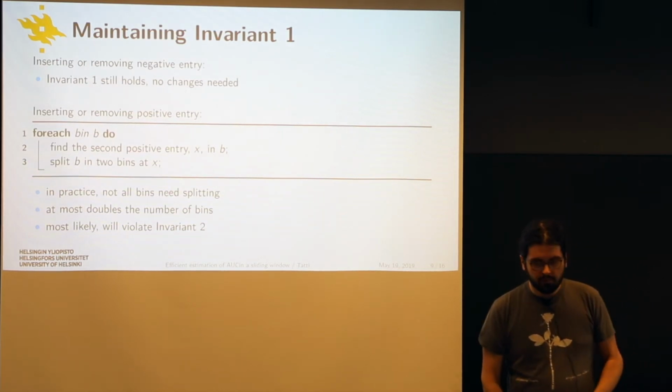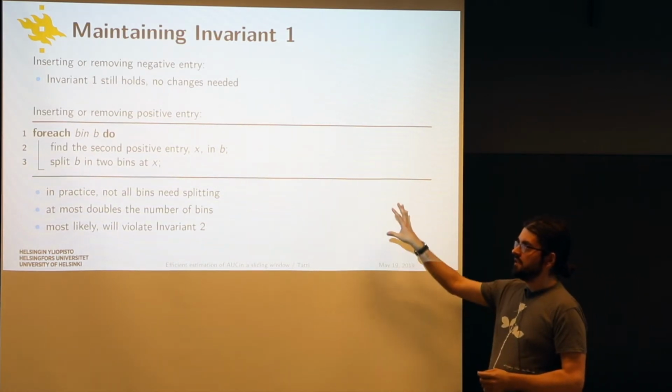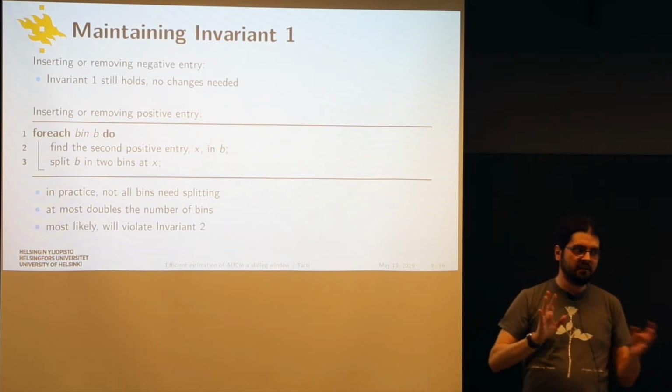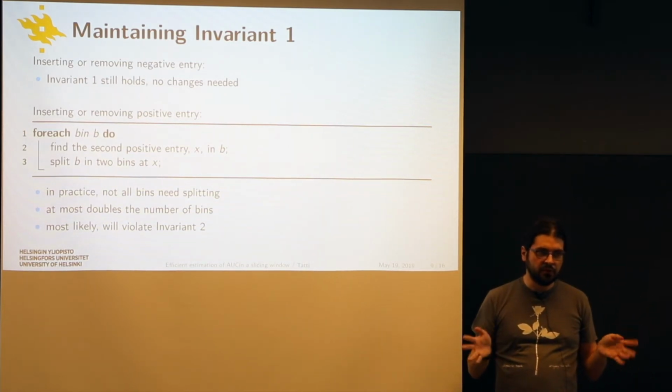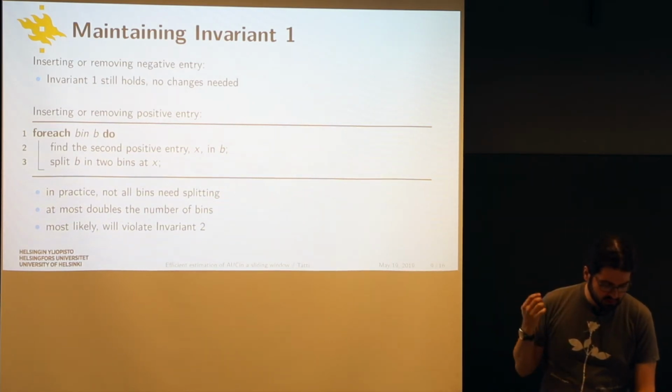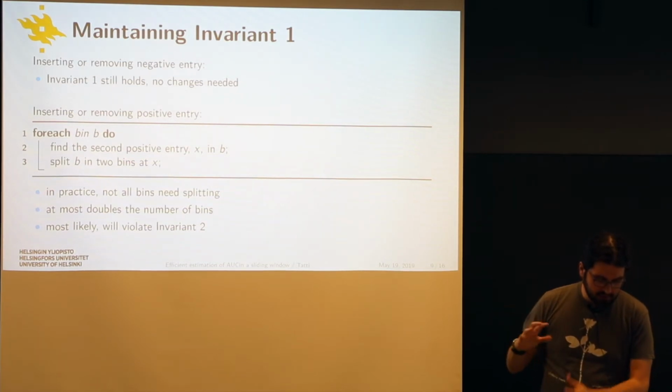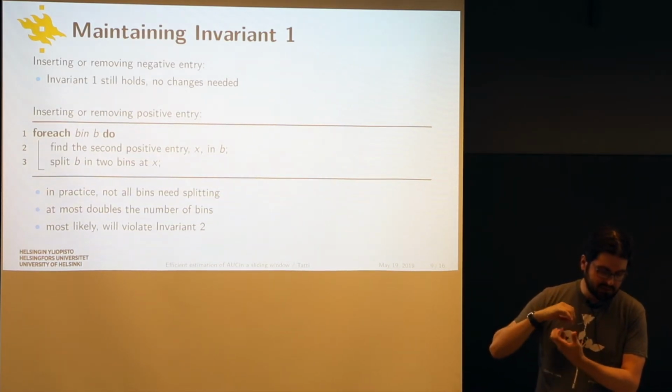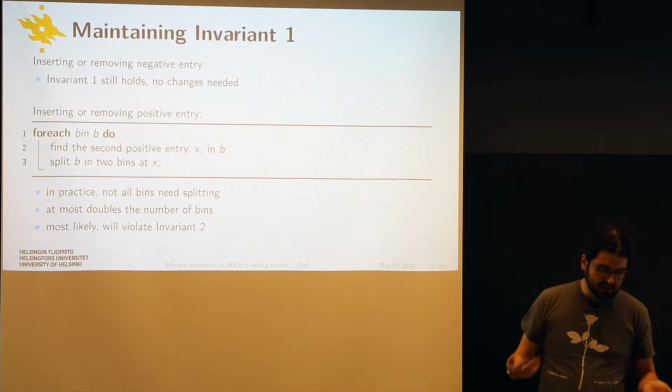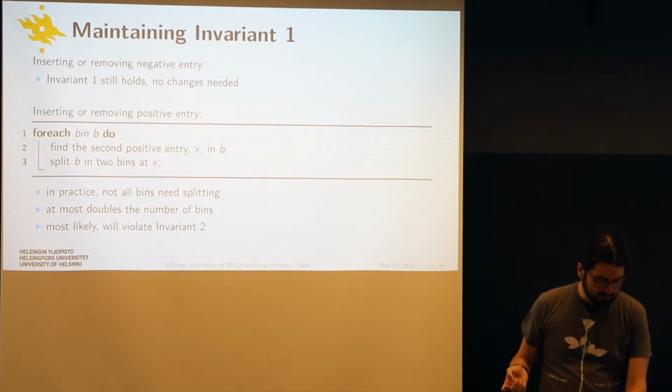But the good thing is, after the splitting, invariant number 1 is correct. So you are guaranteed to stay within the approximation guarantee, but it might take too long to compute things.